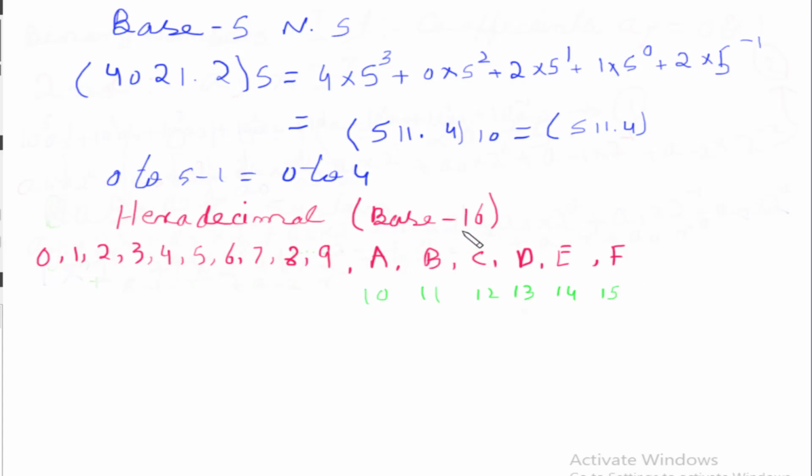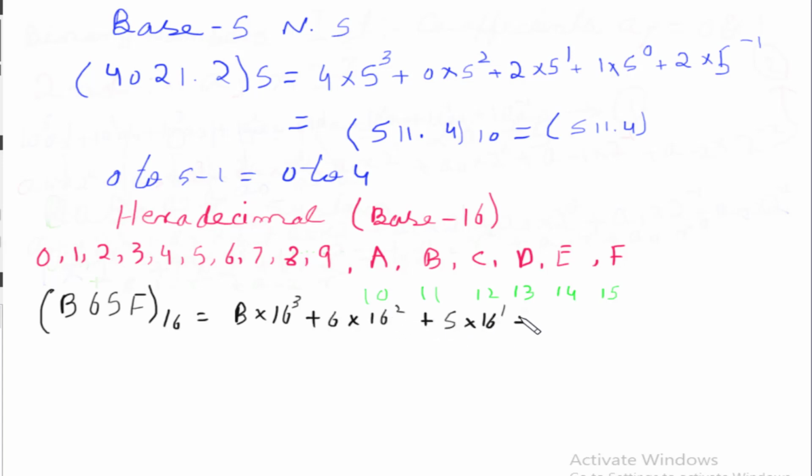As it is a base 16 number system, hexadecimal or radix 16, it will have coefficients from 0 to 16 minus 1, that is 15. You can see an example of a hexadecimal number: B65F to base 16. This will be equal to B into 16 cubed, plus 6 into 16 squared, plus 5 into 16 to the power 1, plus F into 16 raised to power 0.